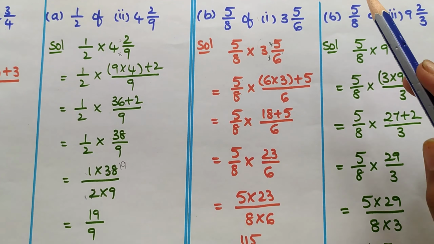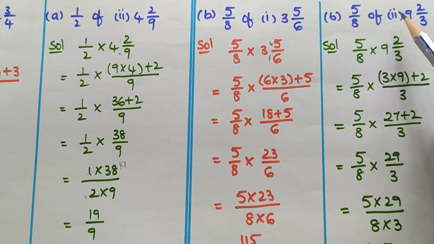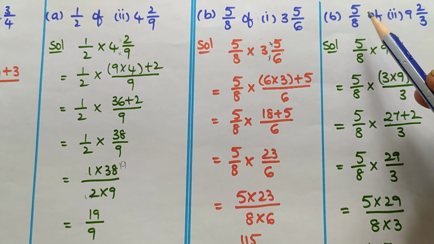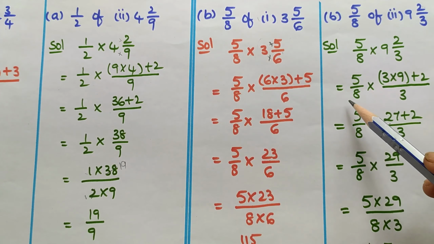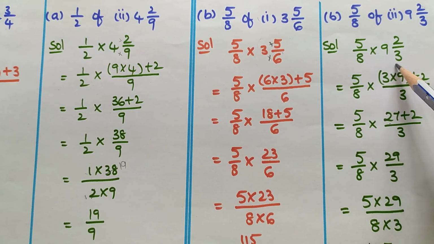Okay friends, now let us see B bit. In this second sub bit, 5 by 8 of 9 2 by 3. 5 by 8 of can be written as 5 by 8 into 9 2 by 3. So we should convert this mixed fraction 9 2 by 3 into an improper fraction.